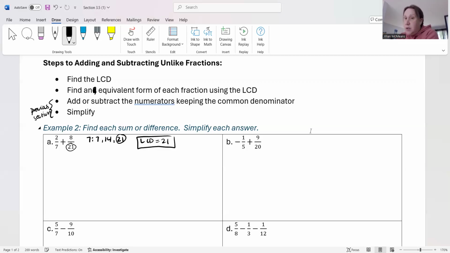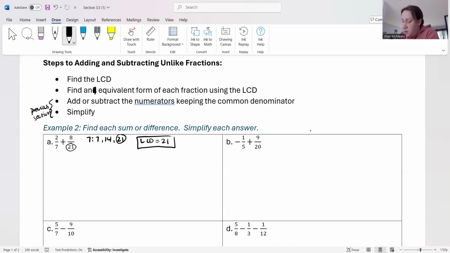Okay, now we need to find equivalent forms of these fractions. For now, since we're just learning this, I'm going to do it very separately, doing different pieces and then building the problem. There are times when you get comfortable with this that you can find your equivalent form in the body of the problem. We're not going to take those shortcuts yet, okay?